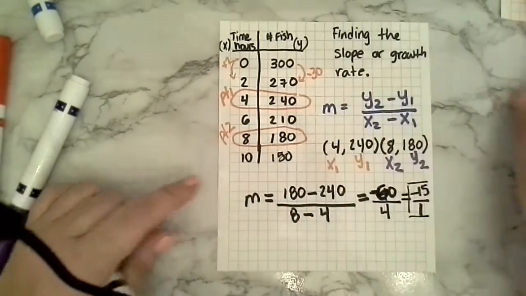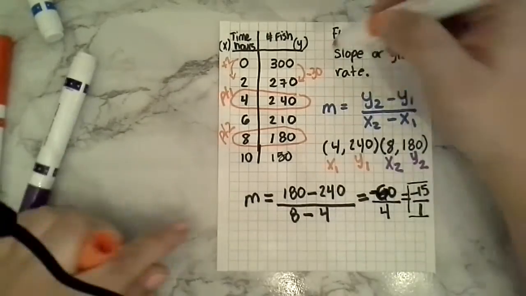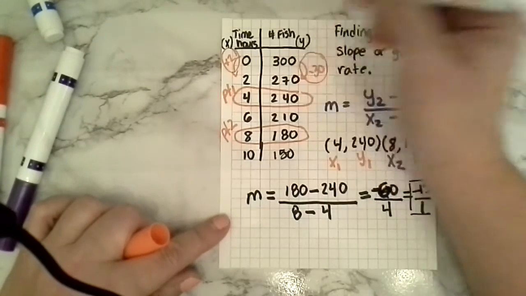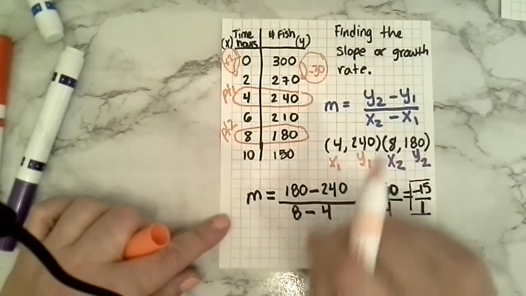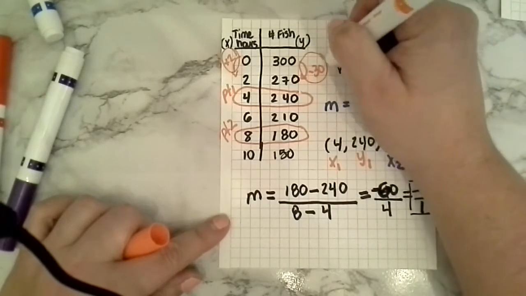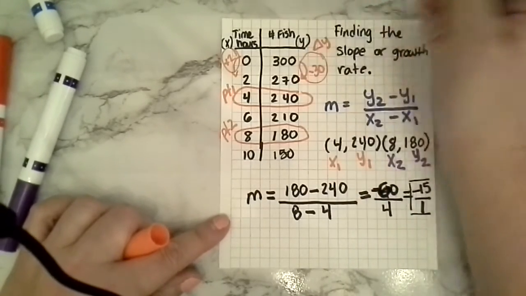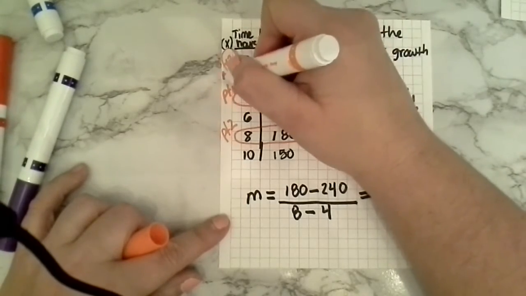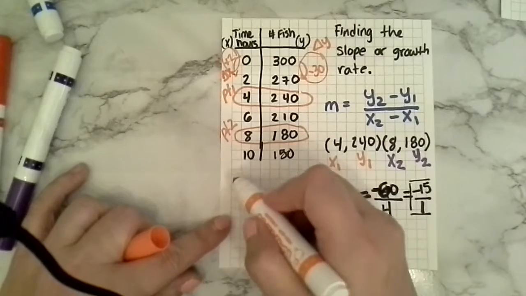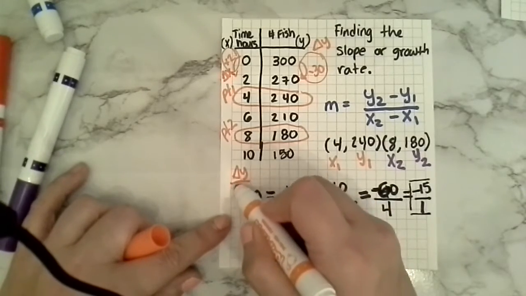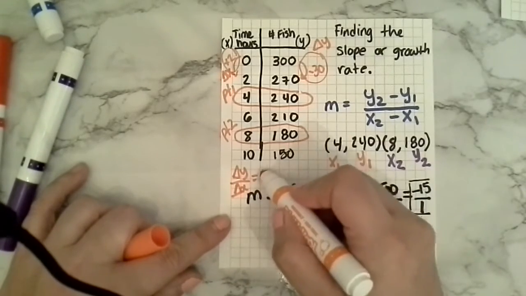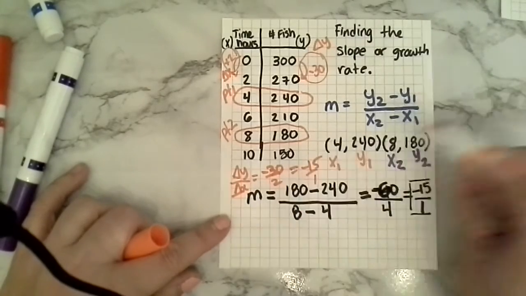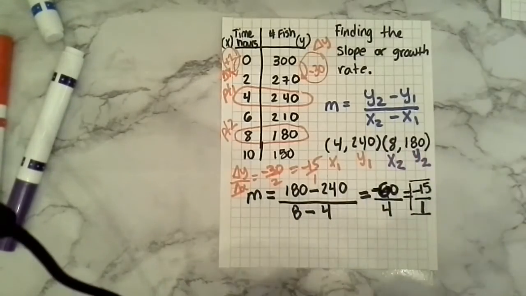And if you look at this, our original growth rate was a negative 30 over 2. The y is my rise, the change in the y. So this is really my change in my y. This is my change in my x. So therefore, change in y over change in x was just negative 30 over 2, which is still negative 15 over 1. I get the same thing.